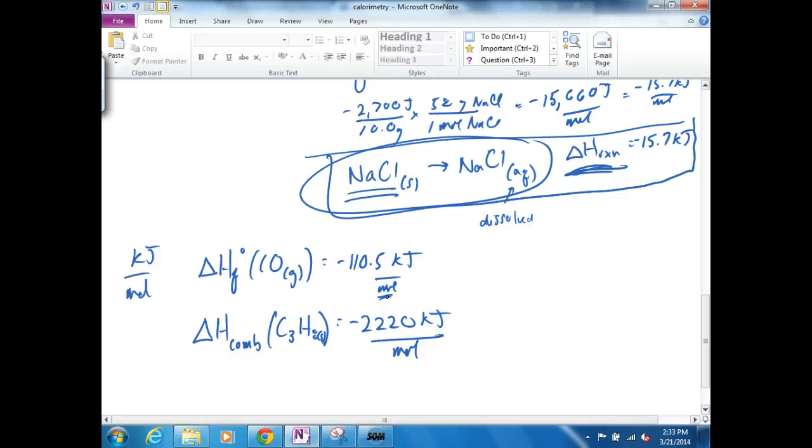So where we would see per mole is when we're looking at a tabulated value, for example, that's based on a compound. So like the heat of combustion of this is 2,200 kilojoules per mole. The heat of formation of this is negative 110.5 kilojoules per mole.